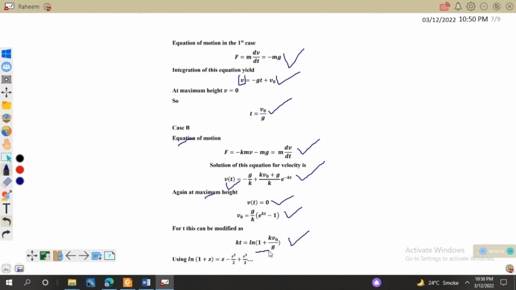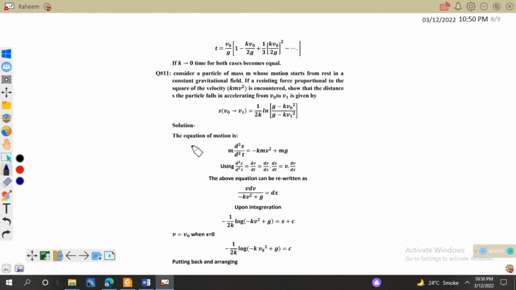Now we can expand this logarithmic series using the idea of this series: log of 1 plus z is equal to z minus z square over 2 plus z cube over 3. If we put this into the equation, it will modify like this: t is equal to v naught over g times (1 minus k v naught over 2g plus 1 over 3 times (k v naught over 2g) whole square).